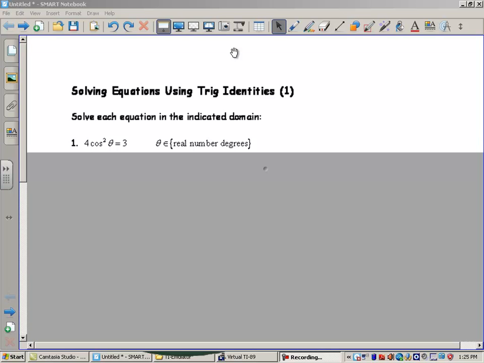Today we're going to solve some equations using some trig identities. I'm also going to show you how to check these on your calculator. I already have these typed up, and I'm going to just go ahead and screen shade this down. So let's just walk through this example.